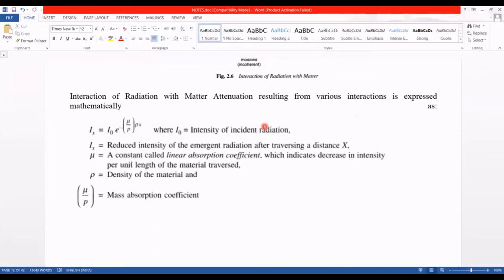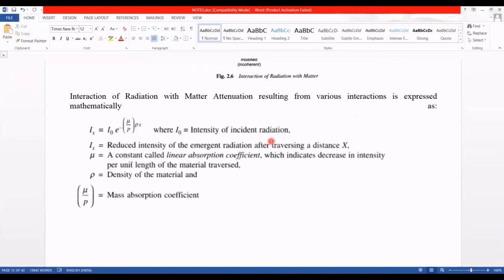Okay, that is called attenuation. This attenuation of a matter is expressed mathematically also. See this expression: Ix is equal to I naught times e power minus mu by rho into rho x. Here I naught means the intensity of radiation before entering the matter, that is, the intensity of the incident radiation. Before penetrating into the material, the intensity of radiation is I naught.